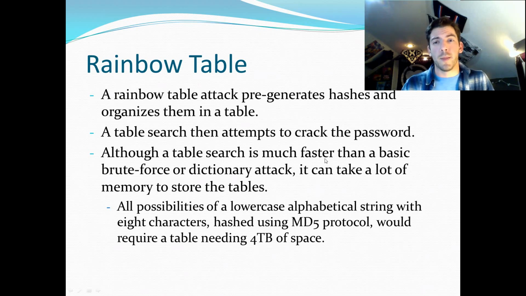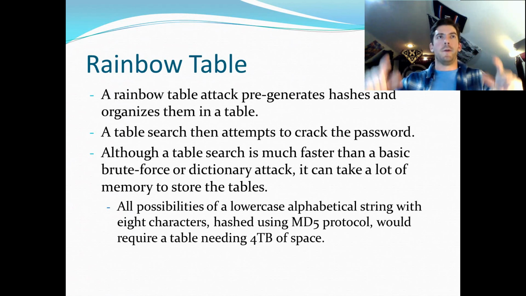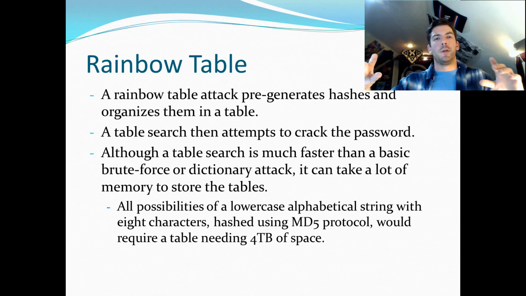I have here just an 8-character long lowercase alphabetical string, so all lowercase, no numbers, no special characters, hashed using MD5 protocol. It would require a table that would take about 4 terabytes of space. So these days what crackers are doing is they're taking the first character and the last character, and they're hashing those, and then they're just trying to find a match between those two hashes against the passwords, and then they just kind of fill in the rest.